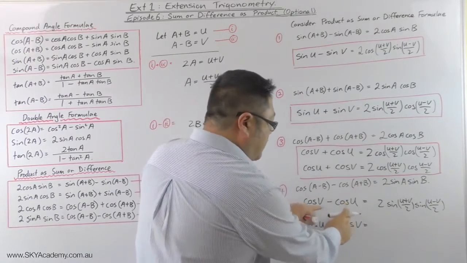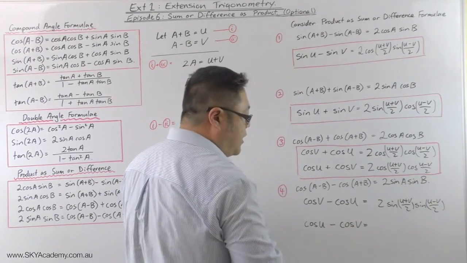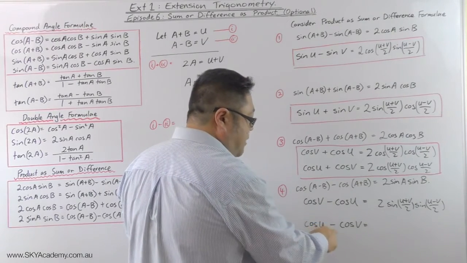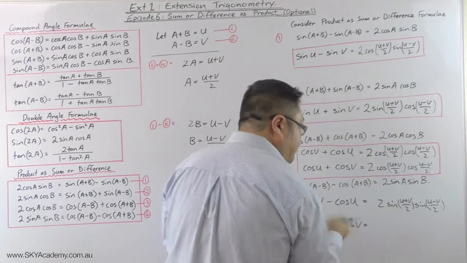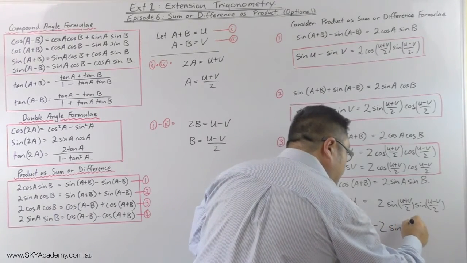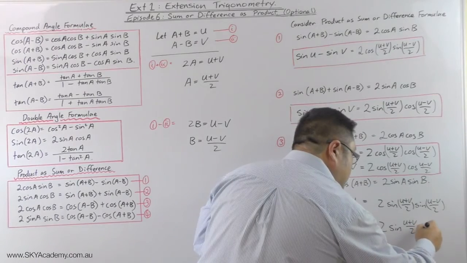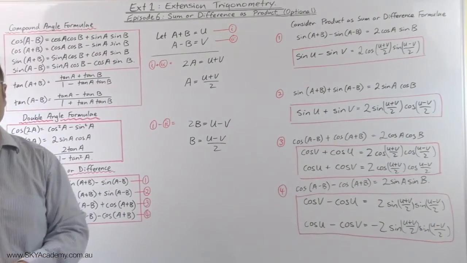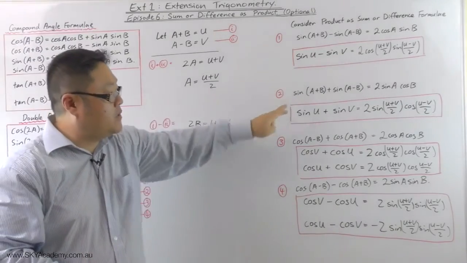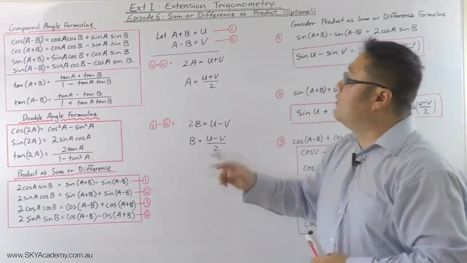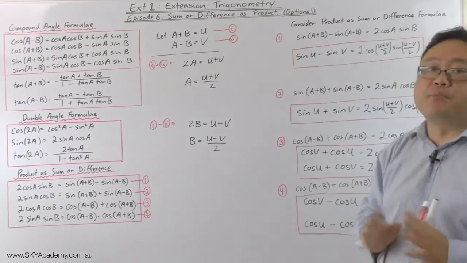But when we swap these two around, what you'll notice is that this minus becomes a plus and that positive becomes a minus. So this sign has to flip as well. We end up with minus 2 sine of u plus v on 2, sine of u minus v on 2. And there you have it. You have your 1, 2, 3, 4 formulas. You've got your 4 formulas for sum or difference as a product.